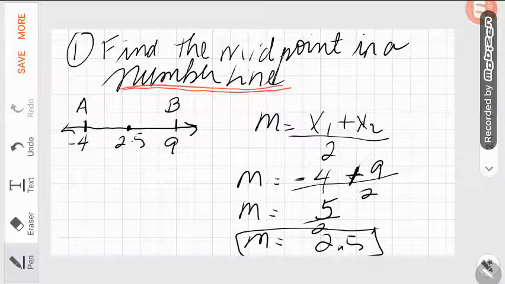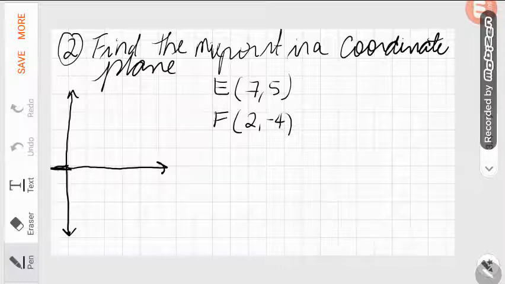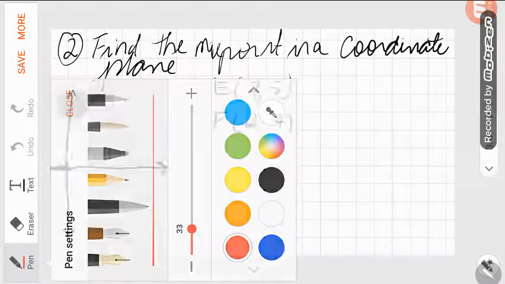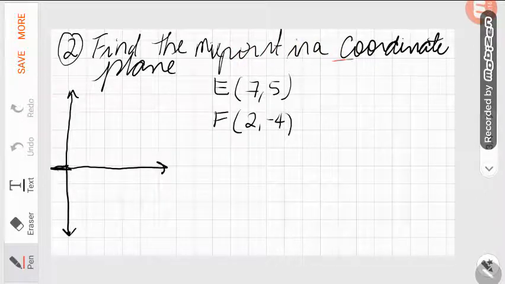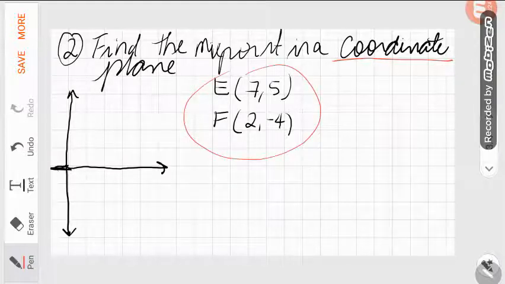Okay, now let's study how we find the midpoint in a coordinate plane. Okay, when we're working with a coordinate plane, we might have two situations. They might give us the coordinate plane and we find the points that we need first, and then find the midpoint, or it could be given in a word problem. Either way, it's easy. I like to work with the coordinate plane because it's more visual.